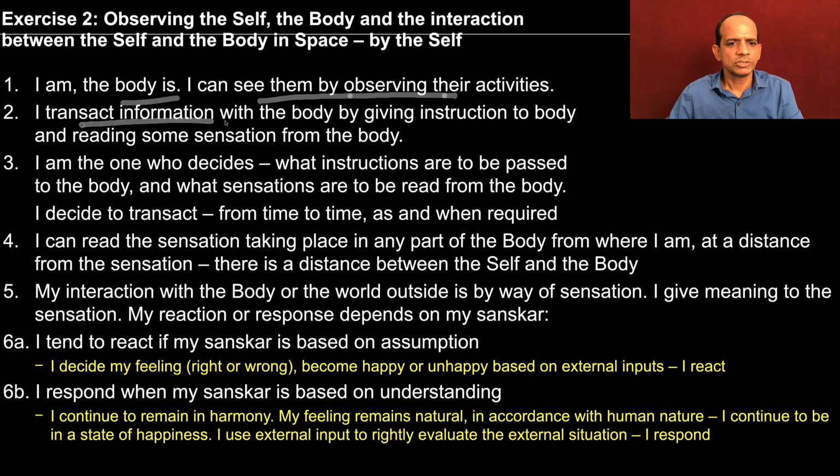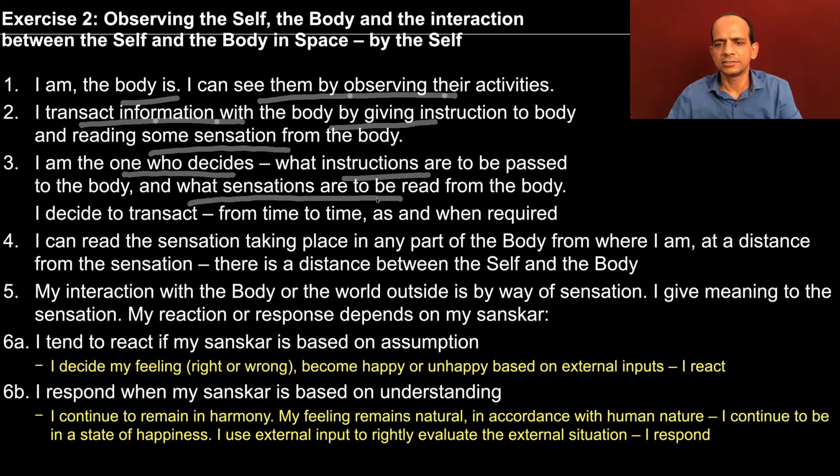I transact information with the body by giving instruction to the body and reading some sensation from the body. I am the one who decides what instructions are to be passed on to the body and what sensations are to be read from the body. It is my decision. I can read the sensation taking place in any part of the body. And as we could see, there are sensations in every part of the body, every cell of the body. But I read sensations decisively when I consider them important. And I can read them being at a distance from the sensation. So we could also conclude that there is a distance between the self and the body.